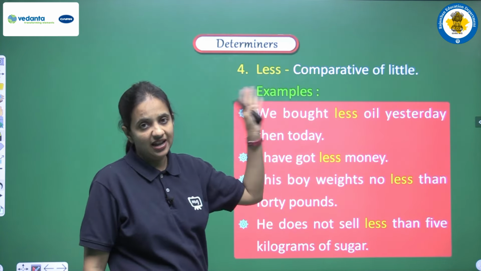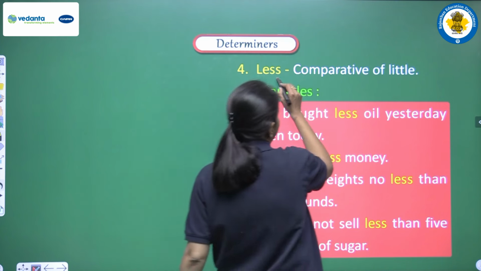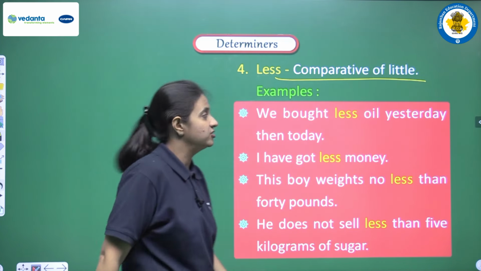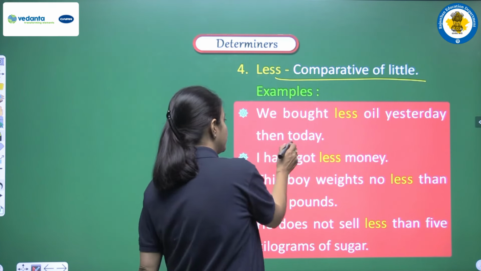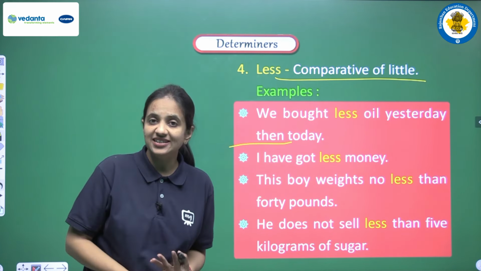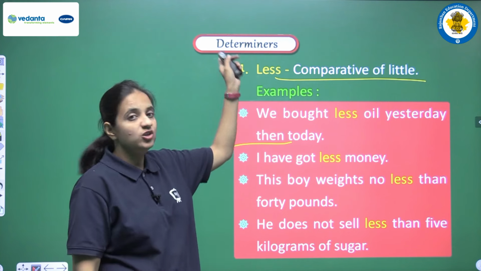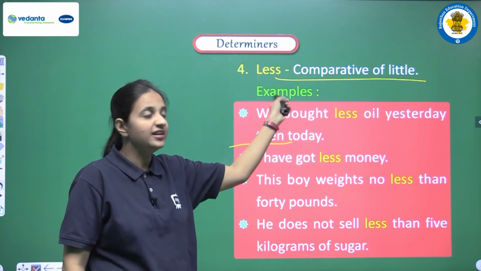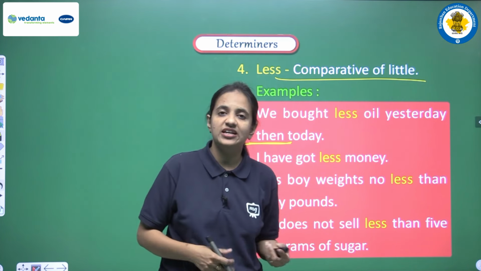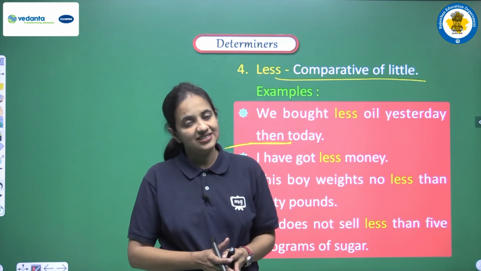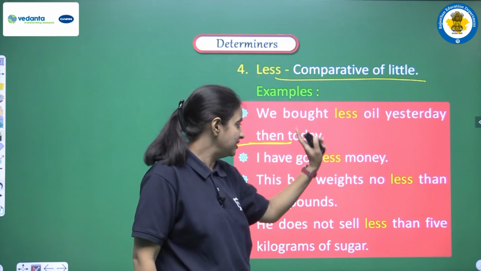Next we are having less. So yes, less is the comparative form of little. So let's see the example. We bought less oil yesterday than today. When we are making a comparison in the sentence, at that time we can use the comparative form of little, that is less. So again we are having than, and with than we can show comparison, and this is the reason we are using the comparative form, that is less.